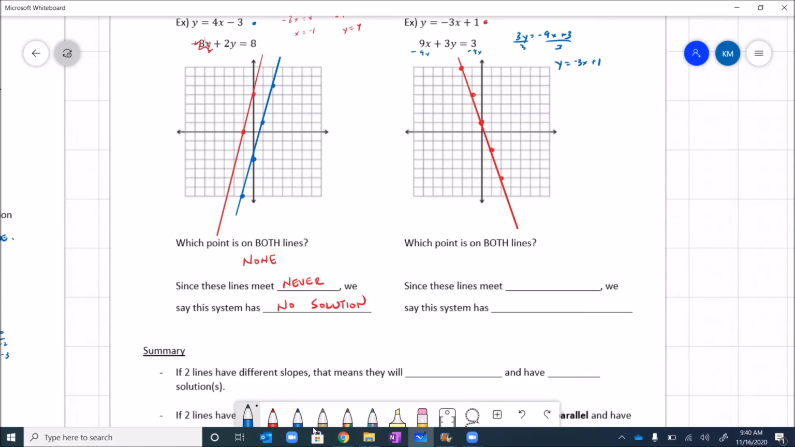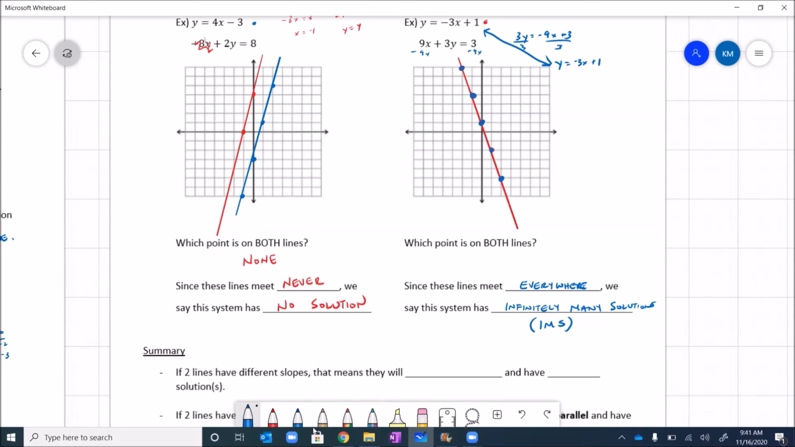Okay, and you should notice, hey, these are the same lines. These are the same points. Everything is the same. Since these lines meet everywhere, we say that this system has infinitely many solutions. Infinitely many solutions. Okay, typically we will abbreviate this as IMS.